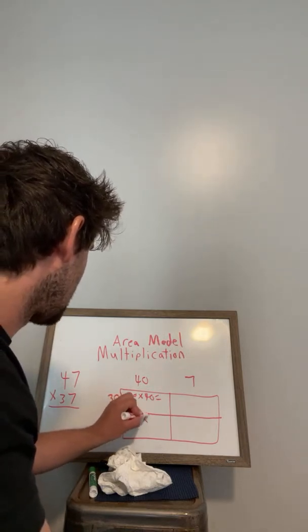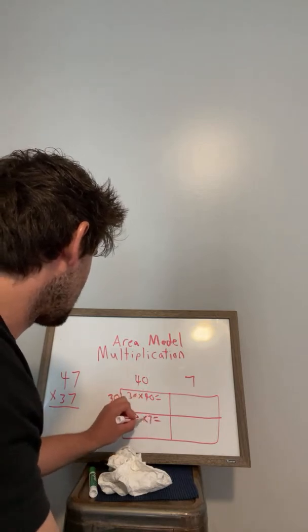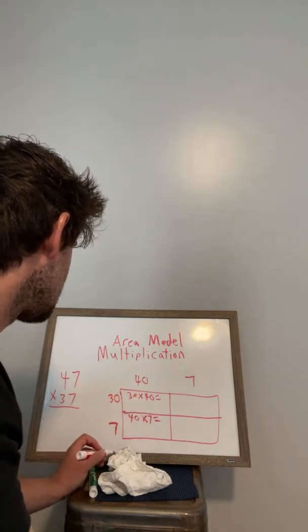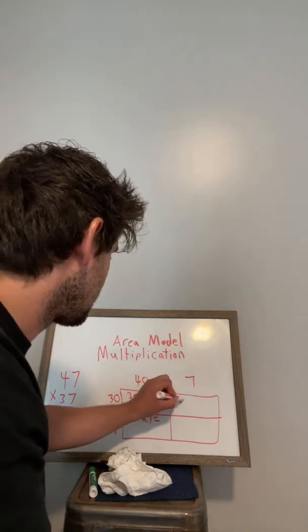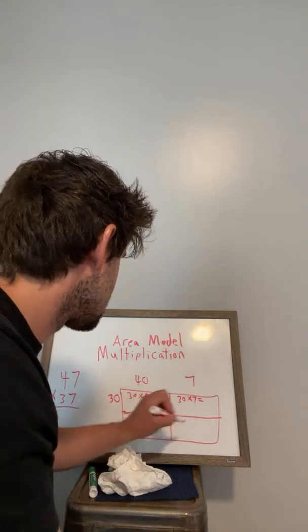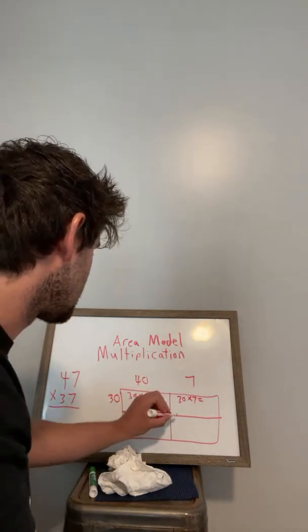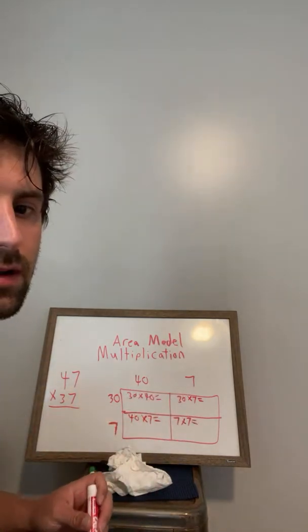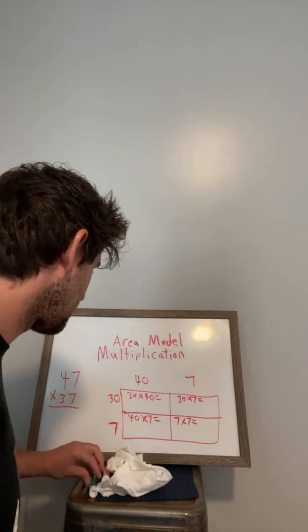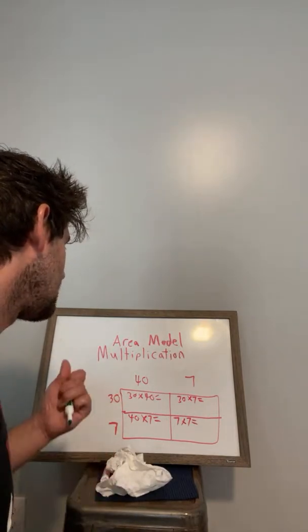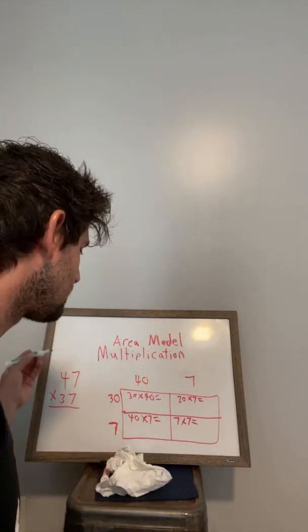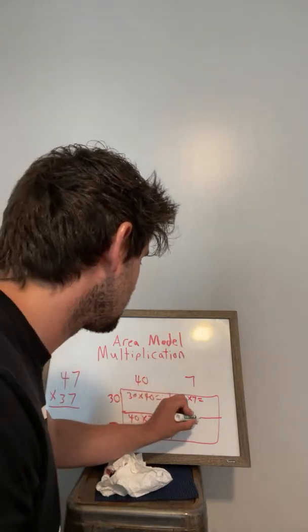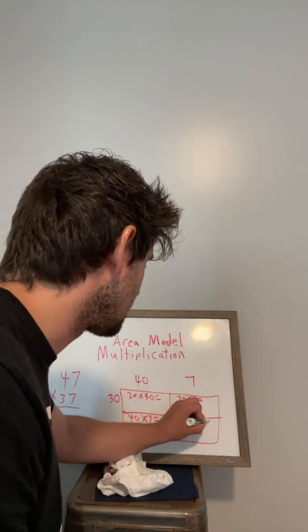So here, 40 times 7, we multiply 40 times 7 in this box. This box, we multiply 30 times 7, and then the far corner here is 7 times 7. Alright, we always start with the easiest box first, so 7 times 7, start with single digit, 7 times 7 equals 49.